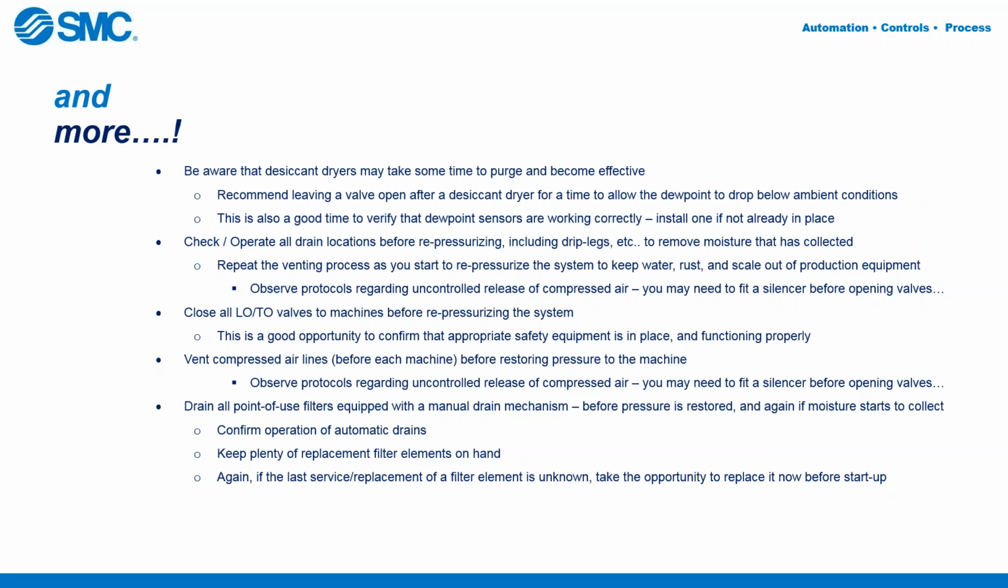All point of use filters should be checked once before pressure is restored, and again if moisture starts to collect. You want to confirm that automatic drains are working and that no drain mechanisms are stuck. Keep replacement filter elements on hand. There's a chance that as you restart, debris has come loose inside your piping system and will end up in the machine filters. And if you really don't know when the filter element was last changed, this would be a good opportunity to change them before startup.